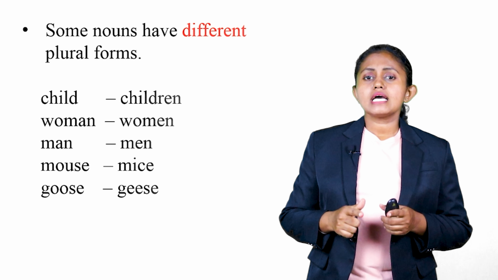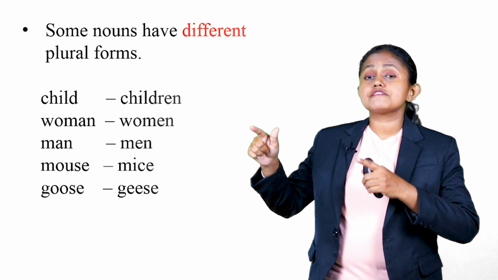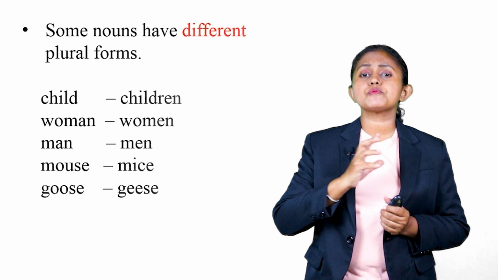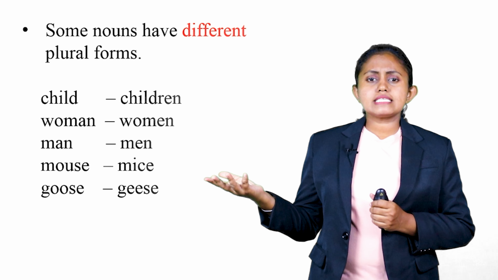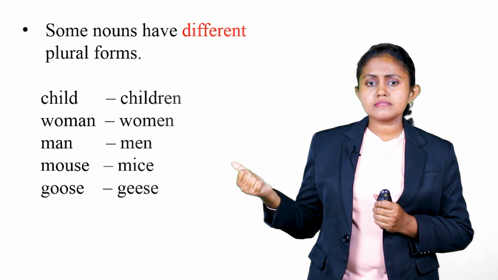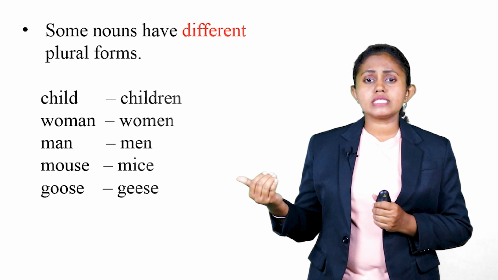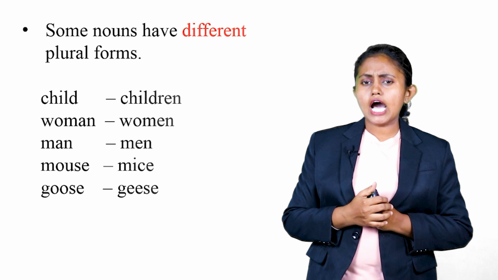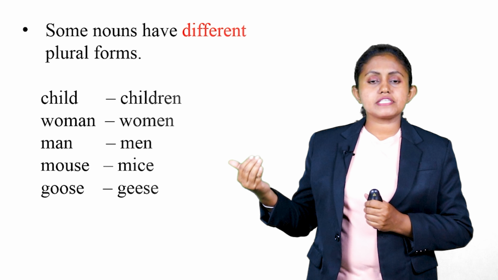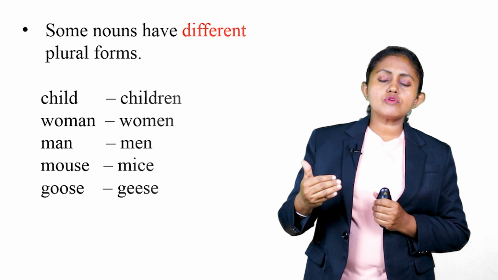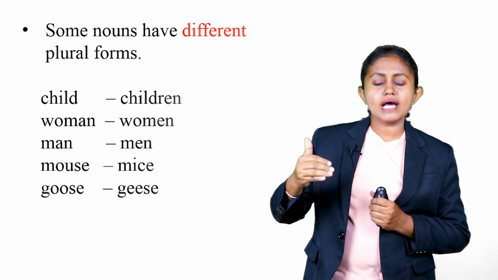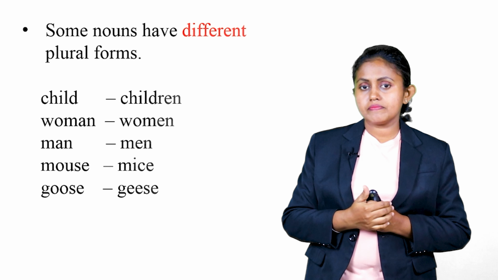Apart from these rules, there is a list of nouns that have different plural forms. There is not a particular way to make the plurals of these nouns. Let's see some examples of these types of nouns. Child. The singular noun is child. One. It means one child. So how to make the plural of that noun? We create it in a different way. The plural noun of child is children. Child is the singular one and children is the plural one.